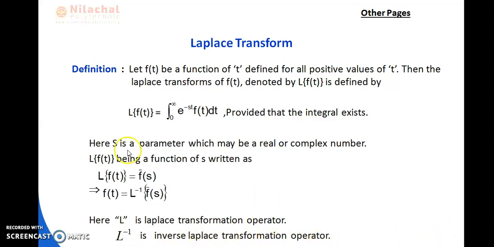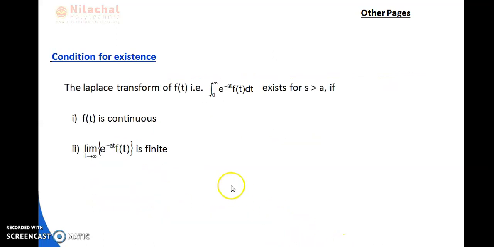These are the definitions of the Laplace transform, meaning L of f of t, and the introduction of L and L inverse. And what is t? This is the variable of f, and what is s? That is also another parameter of f bar s. Clear? Then there is a condition for existence.